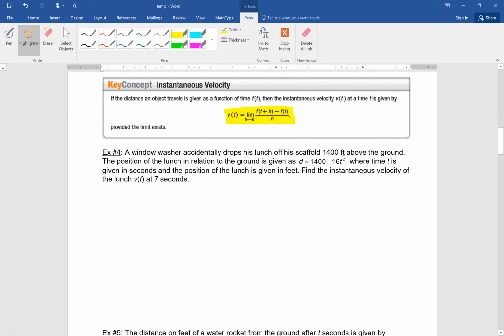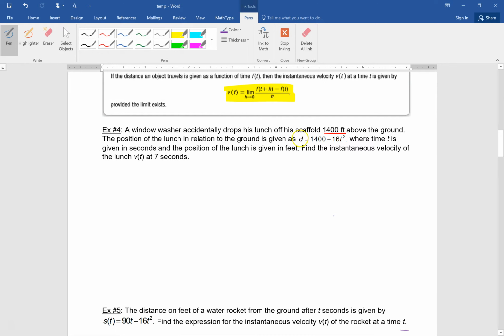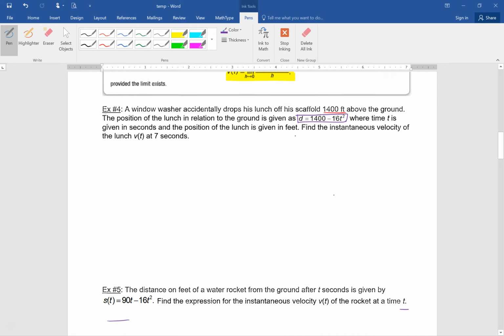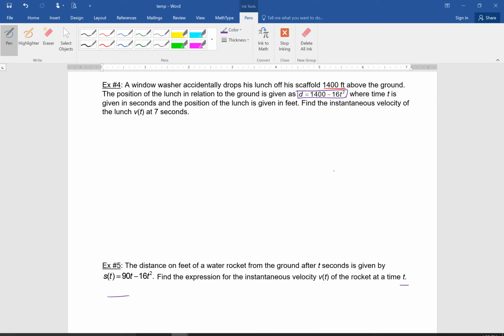A window washer accidentally drops his lunch off his scaffold 1,400 feet above the ground. So the lunch is now going in what direction? Down. It's falling. The position of the lunch in relation to the ground is given as this, where time t is given in seconds and the position of the lunch is given in feet. Find the instantaneous velocity of the lunch at 7 seconds.